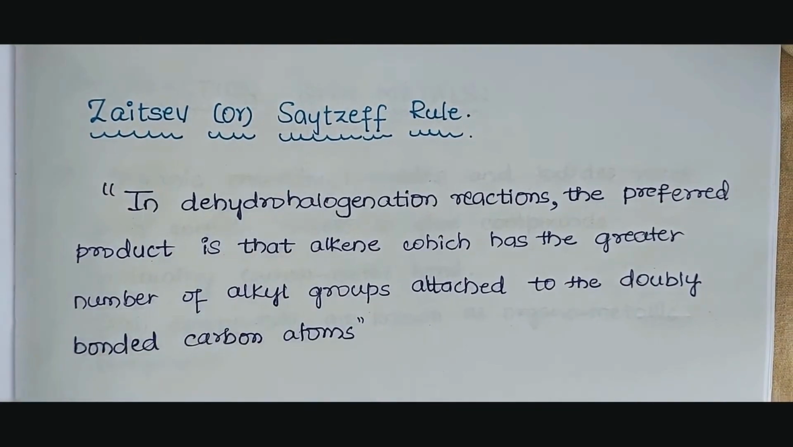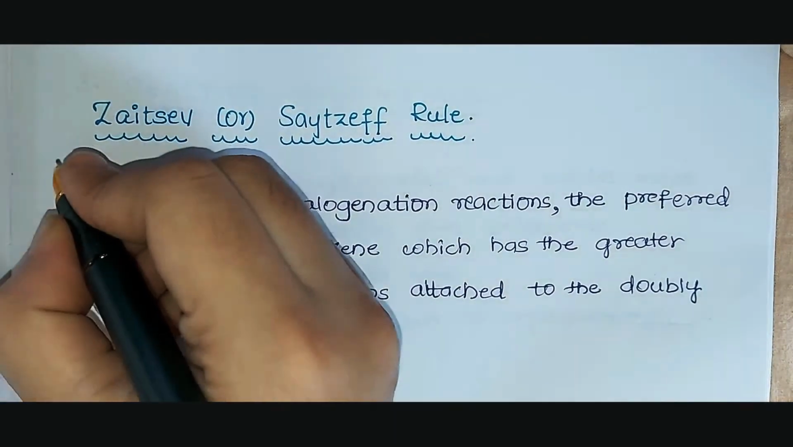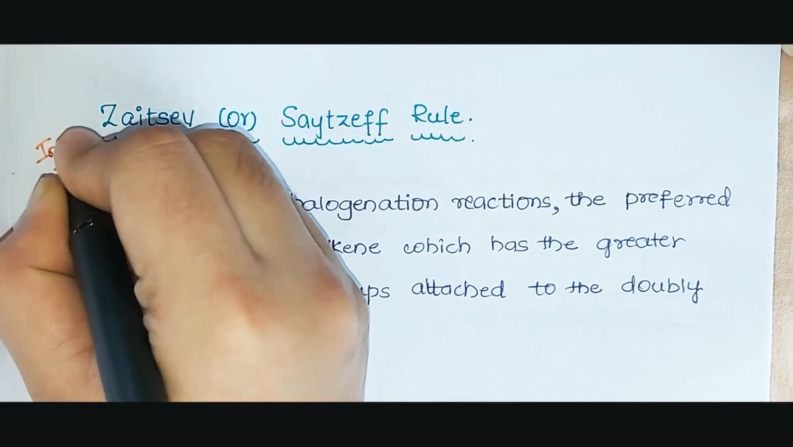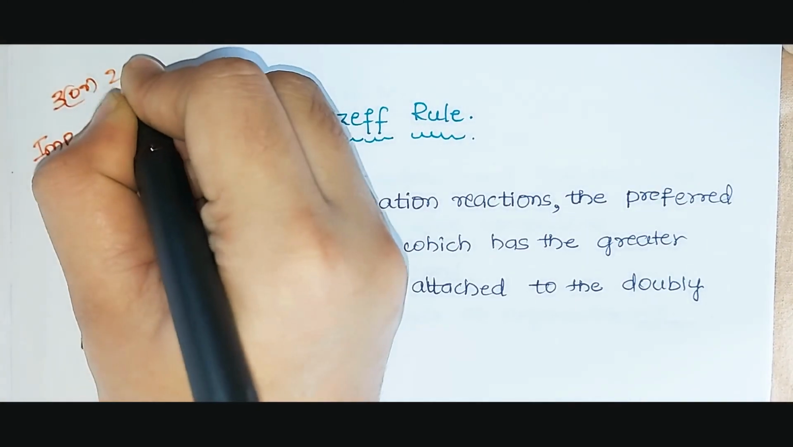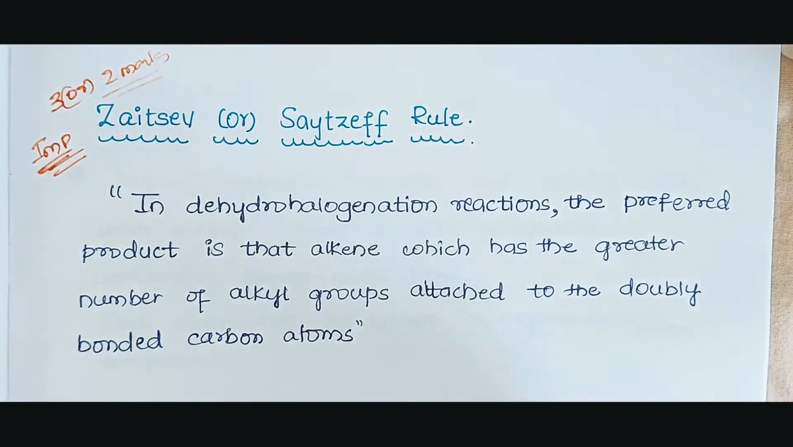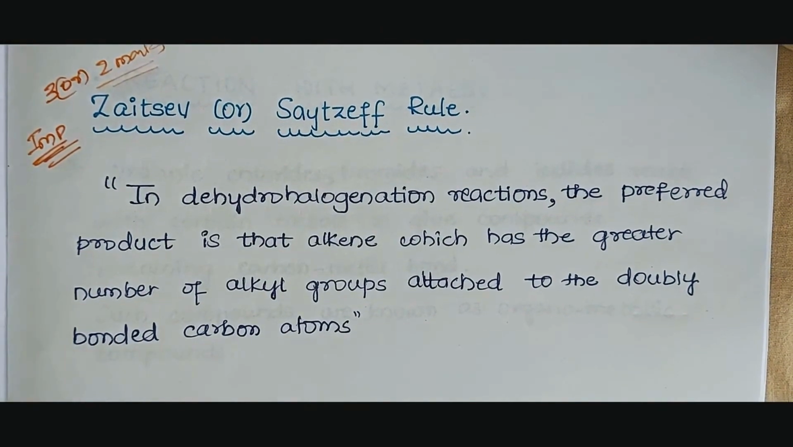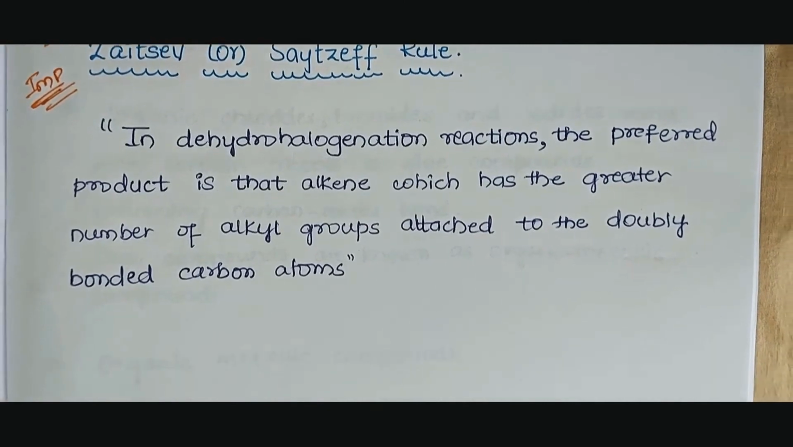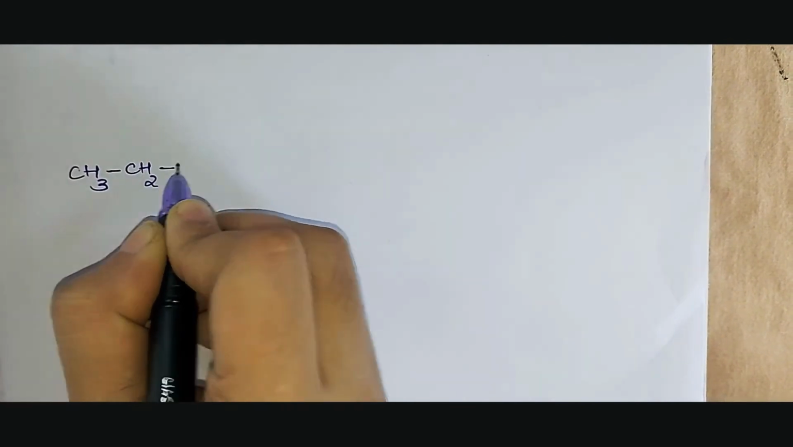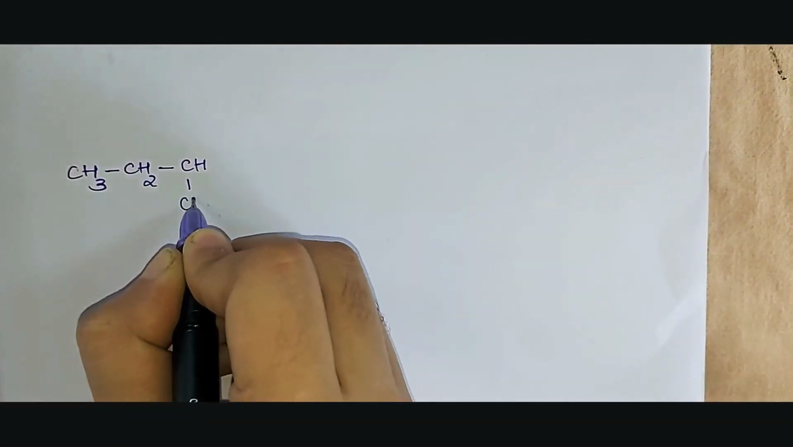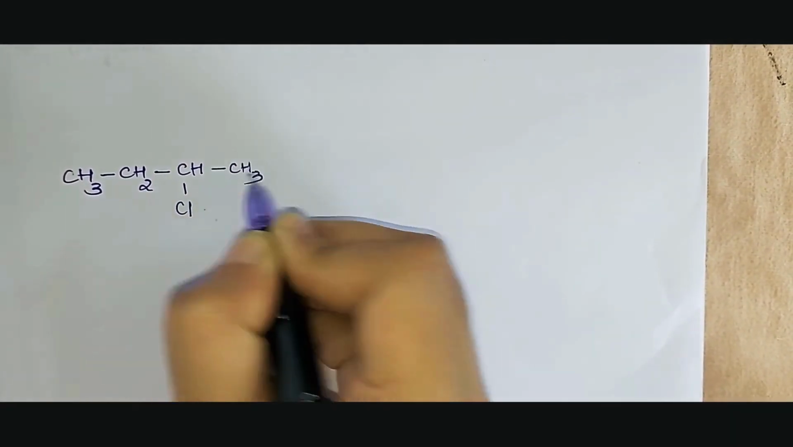We'll see the reaction once more. Remember, it is a very important question asked in the exam. They will ask you for 3 or 2 marks. Either they will give you the reaction, or they will ask you to state the rule and write the product. So let us consider the reaction with respect to the Zaitsev rule. We'll consider our alkyl halide: CH3, CH2, CH bonded to Cl and again CH3, that is 2-butyl chloride or 2-chlorobutane.